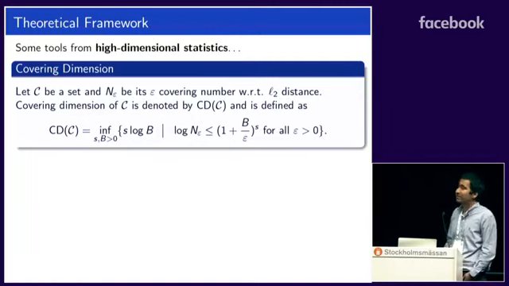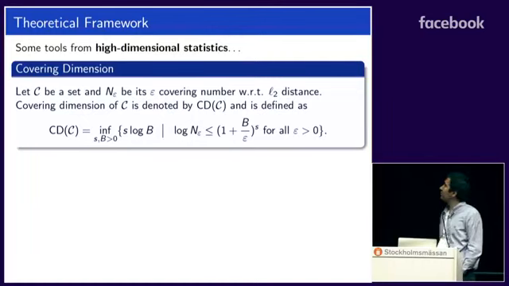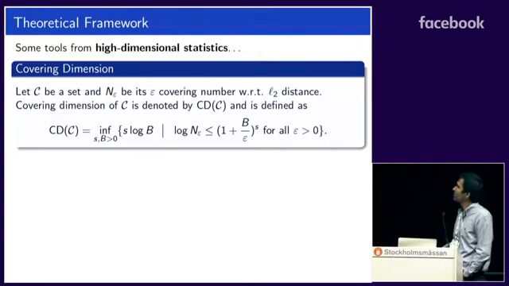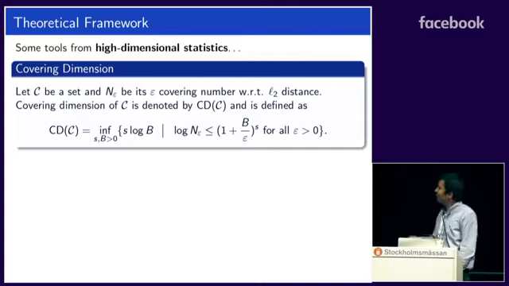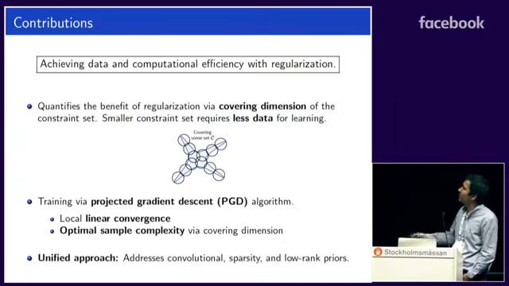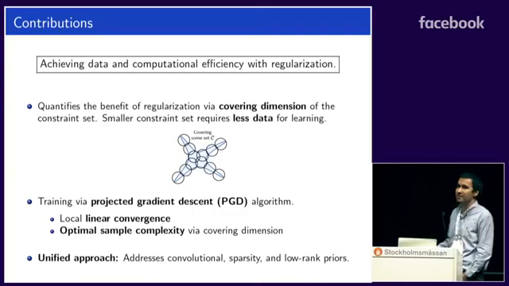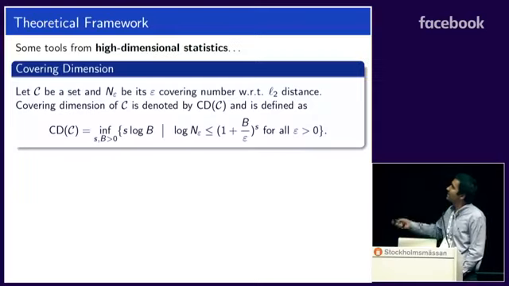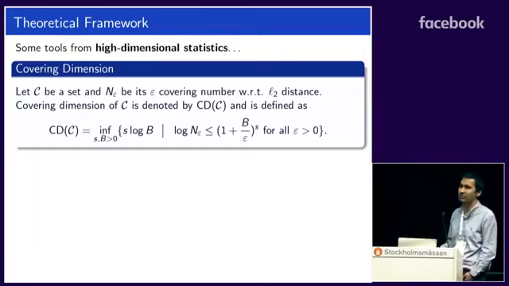So let's move forward. The theoretical framework uses tools from high-dimensional statistics, not surprisingly. The first tool will be, as we discussed, the covering dimension of the constraint set. To understand what a covering dimension is, I'm essentially covering the set with some balls. The covering dimension is the logarithm of the covering number with respect to the L2 norm, adjusted for the covering resolution epsilon. Basically, I wanted to have some nice property for all epsilon uniformly.